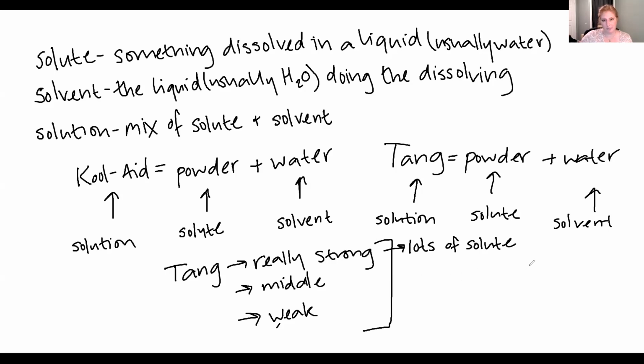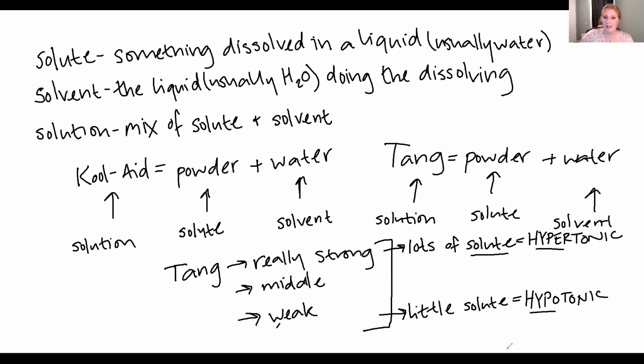Such a solution is called hypertonic. This term hyper means above or more, and it is talking about the solute concentration. Something that's hypertonic has more solute, okay? Now, if it's really weak, then it has less solute. I'm just going to put little solute. And that word is hypotonic, meaning below or less than. Okay? And again, the prefix hypo is referring to the amount of solute. Hyper, above, so it has more solute. Hypo has less solute. In the middle is something called isotonic.